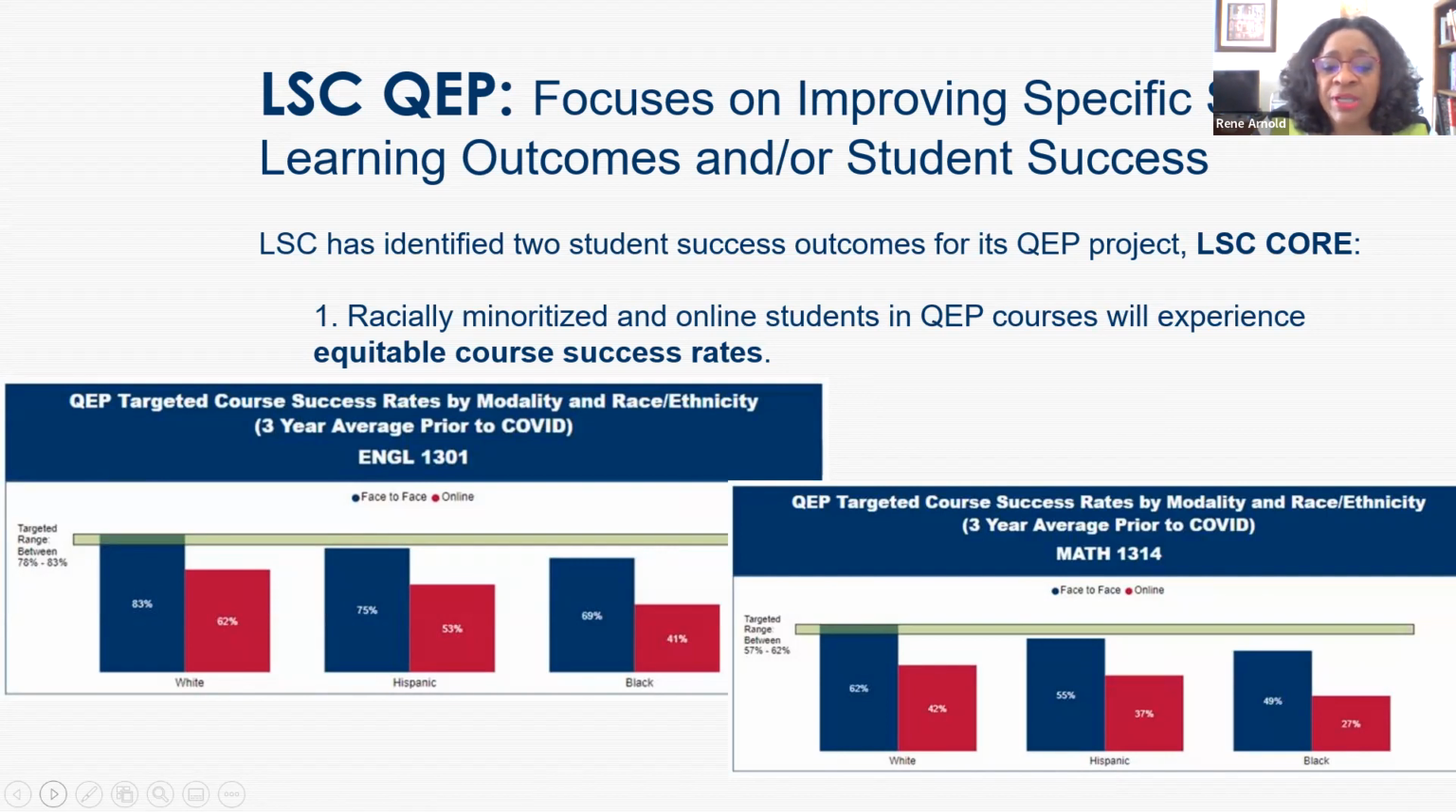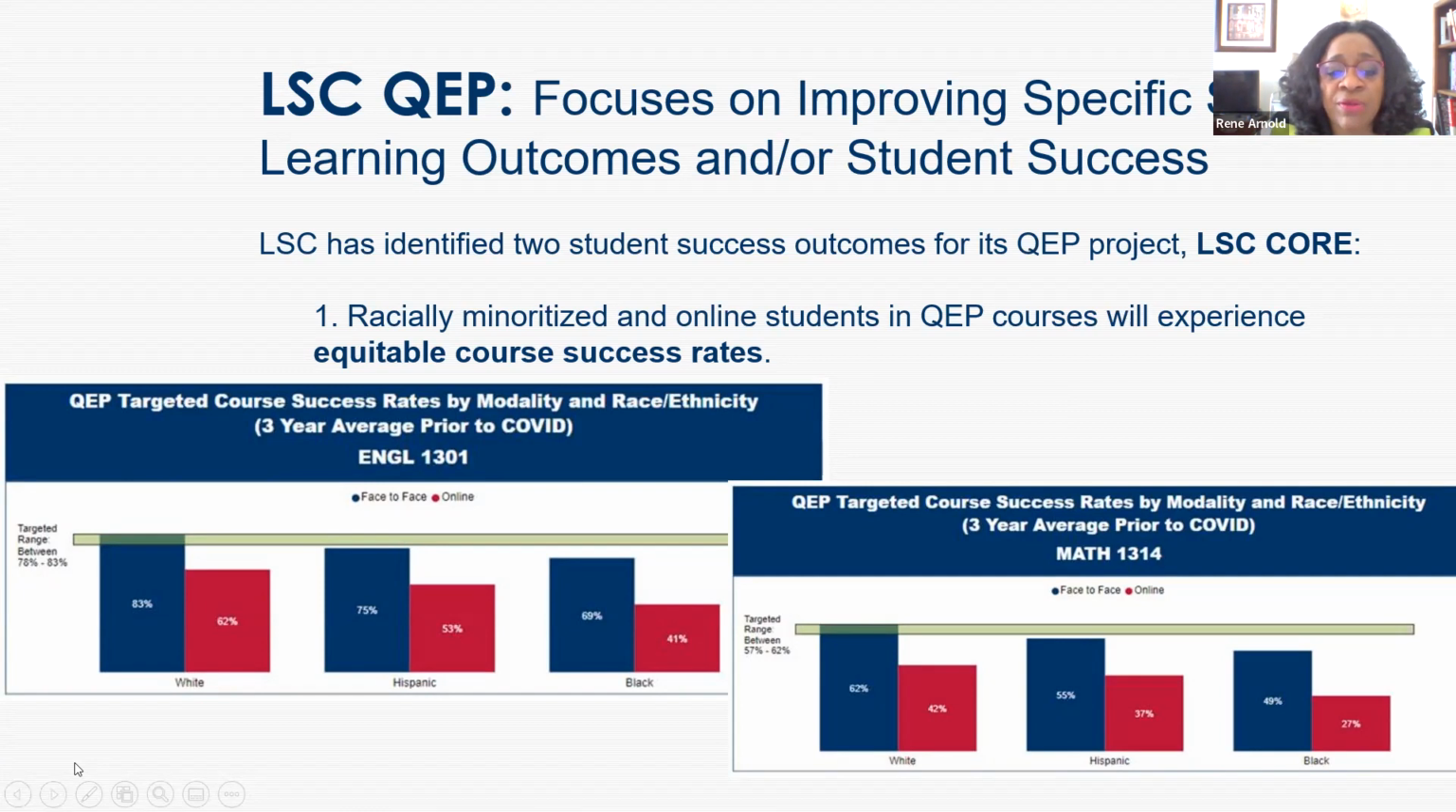Our multidisciplinary LSC-CORE QEP project was centered on 2 specific student outcomes. 1, racially minoritized and online students in the QEP courses will experience equitable course success rates. And 2, racially minoritized and online students in the QEP courses will experience equitable subsequent semester persistence. So we're focused on their course success rates and their persistence rates in those identified courses.